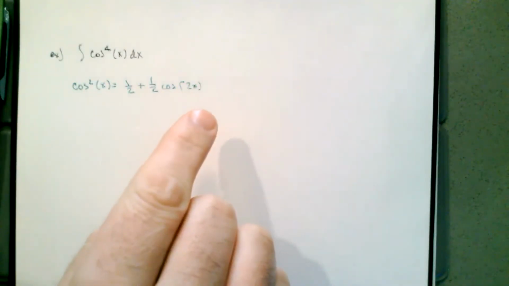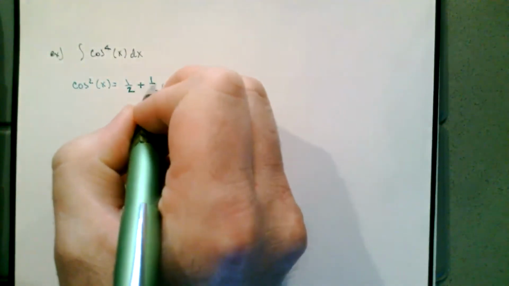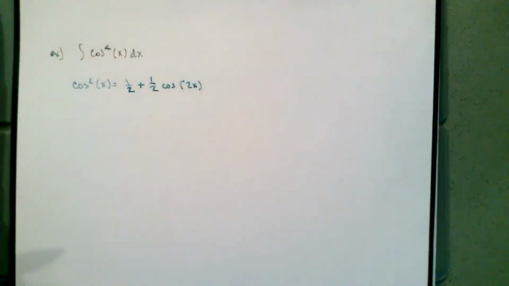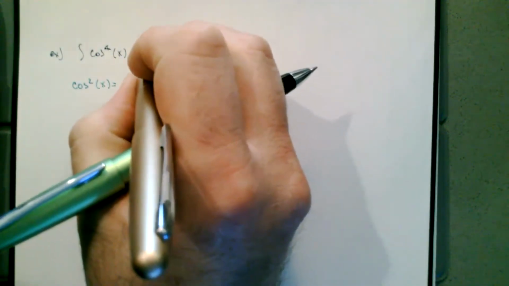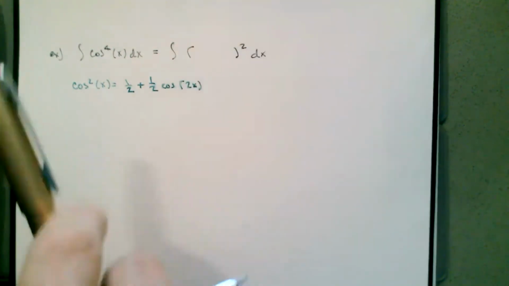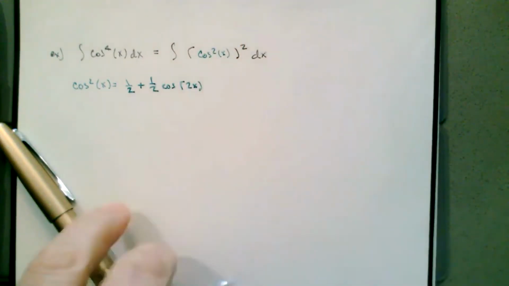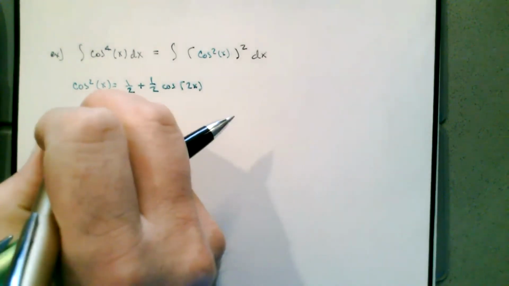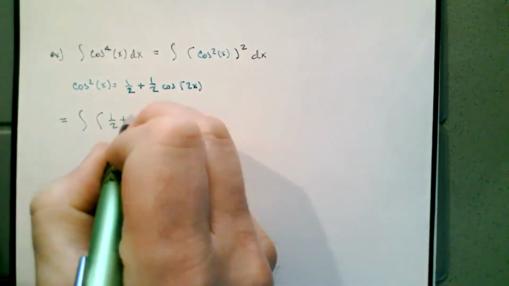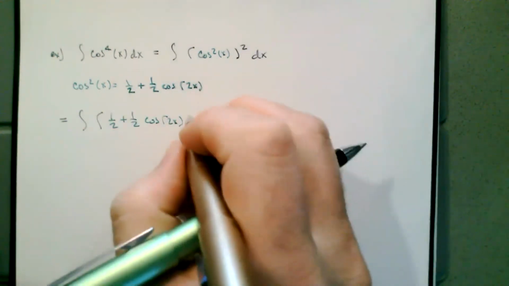And I can do the same thing. I can replace cosine squared with 1/2 plus 1/2 cosine of 2x. Since cosine to the 4th is just cosine squared squared, I can write my integral as a half plus a half cosine 2x, squared.